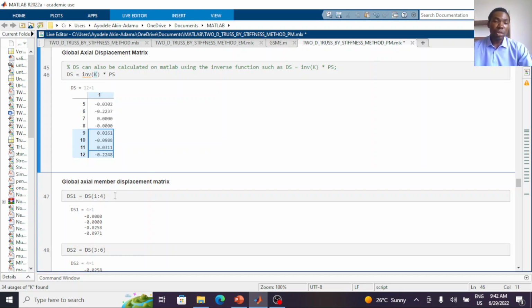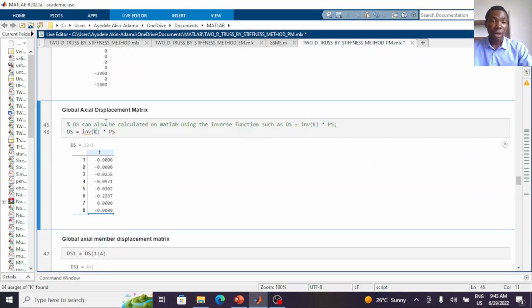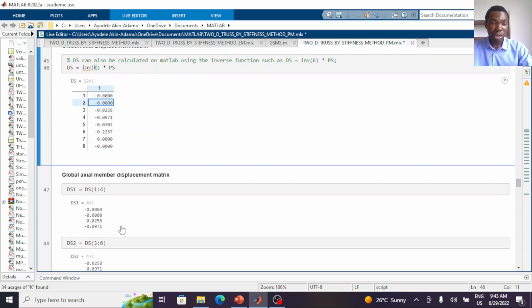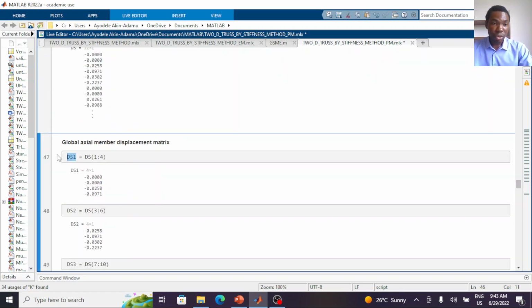You can calculate your local displacement vector for each element simply by extracting the displacement at the degrees of freedom in the computed global displacement vector. So I use this Matlab code here. This ds1 is denoting my displacement vector for element 1, and we already know that ds is our global displacement vector. Because element 1 is located between degrees of freedom 1 and 4, I input 1 colon 4 here.